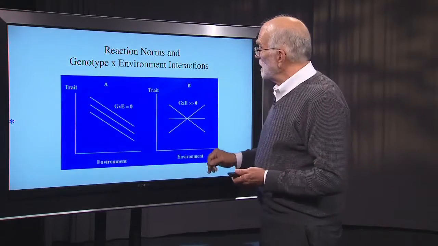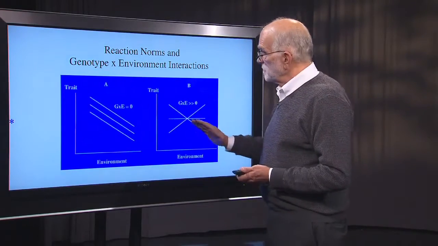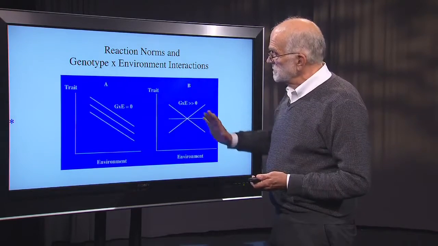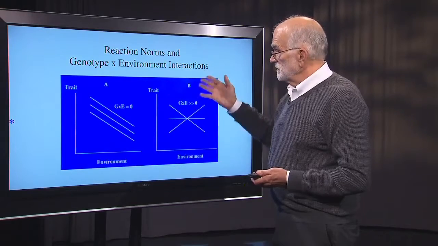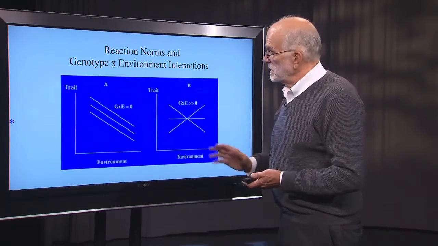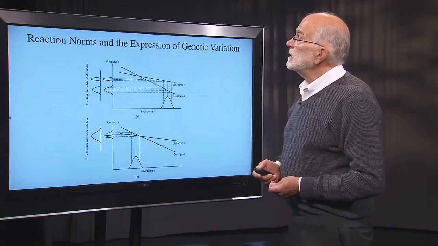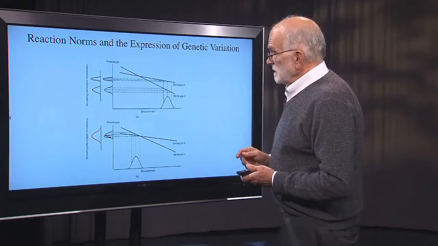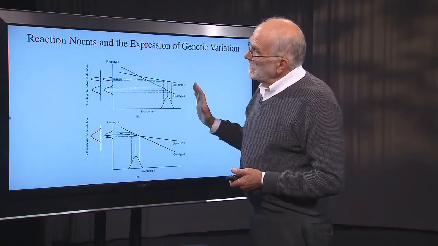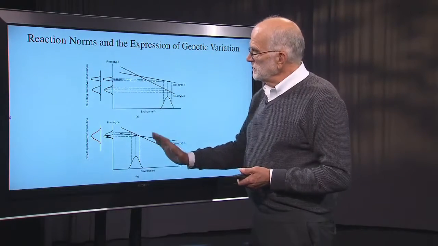across environments. Here we have a very strong kind of genotype by environment interaction where the reaction norms are actually crossing. And that can cause all sorts of complications in a heterogeneous environment. One of them is that in certain environments, you can see genetic variation, and in others you can't.